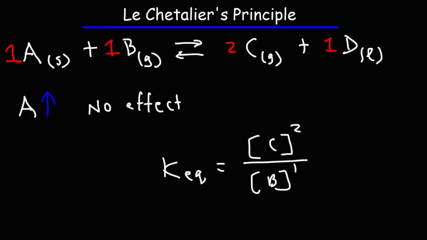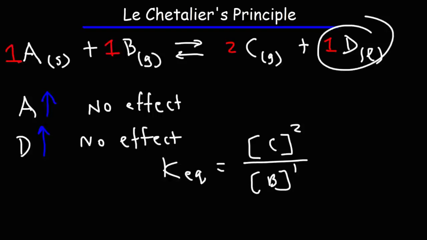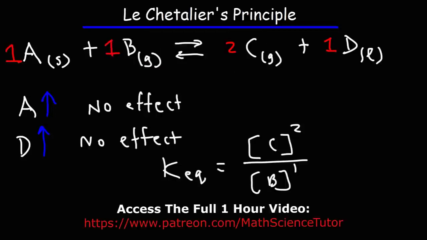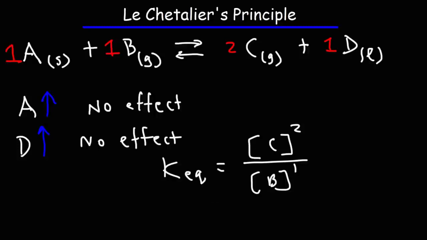So changing the amount of a solid or liquid is not going to have any effect on the position of equilibrium. So if we were to increase D, let's say if we were to add more of substance D, this will have no effect on the position of equilibrium. Adding more liquid to the reaction vessel is not going to affect B or C because they're in the gas phase, so they're outside of the liquid. Therefore, to summarize, increasing or decreasing any reactant or product in the solid or liquid phase will have no effect on the position of equilibrium. So just keep that in mind.